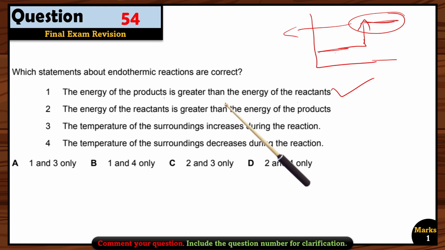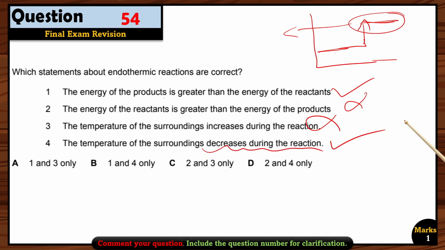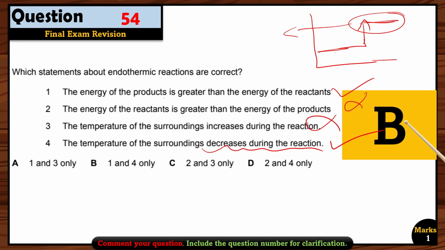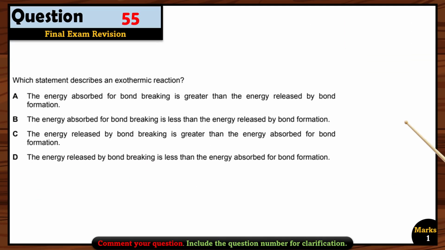The energy of the reactant is greater than the energy of product. Of course, it is opposite, so it's wrong. The temperature of the surrounding increases during the reaction. That is another thing you have to remember, that in endothermic reaction, the surrounding temperature always decreases. So that's why this option is wrong. The temperature of the surrounding decreases during the reaction. So option 1 and 4 are the right options. That is option B. Okay, so option B is correct.